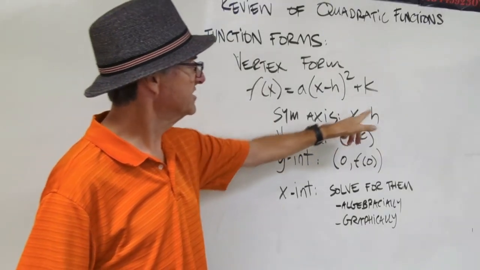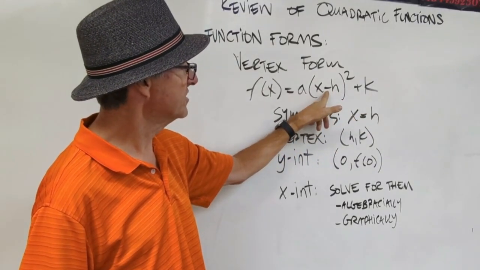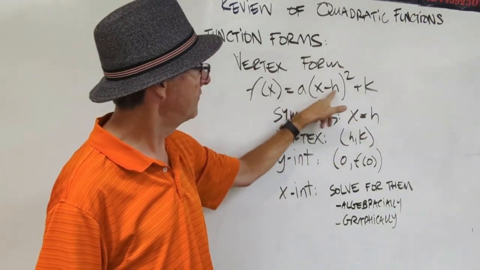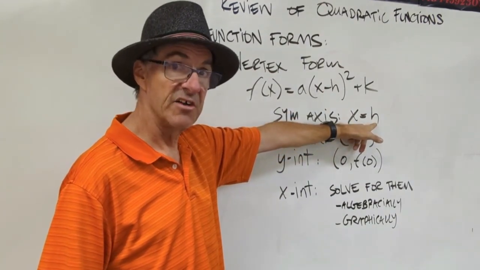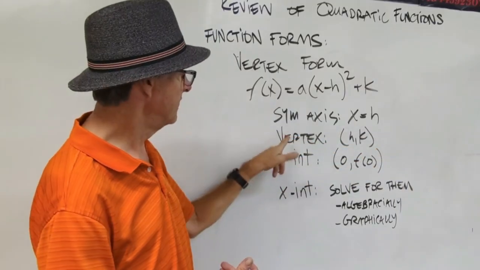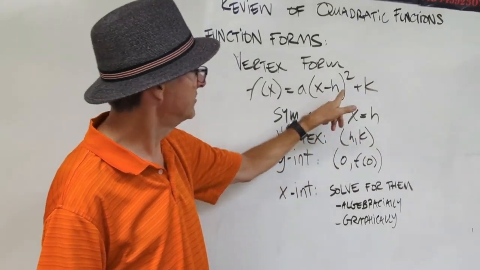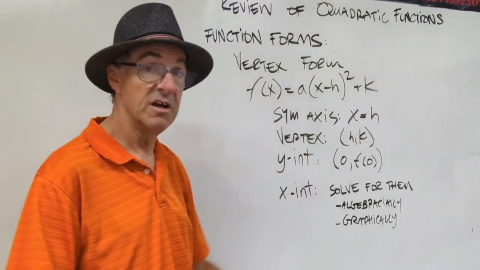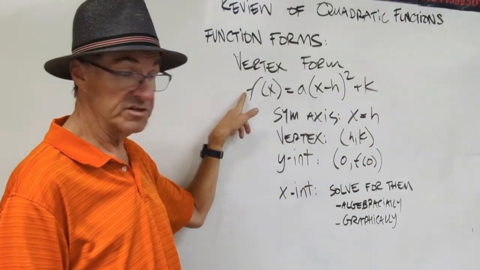Symmetry axis, x equals h. It's that h. Notice how there's a minus there. It's not there. So whatever you see here, you flip the sign to get that value, which is the same for the vertex, which is h, k. So you take that number, flip the sign, put it there, and then the k goes there. So vertex for free, out of vertex form.